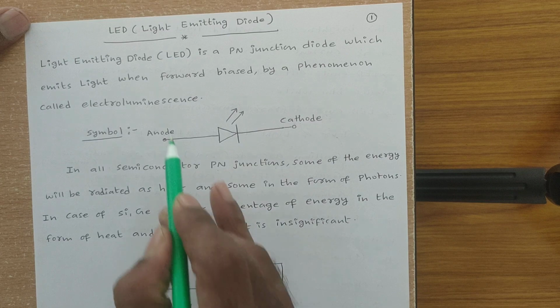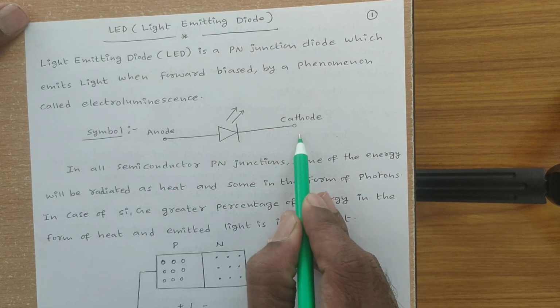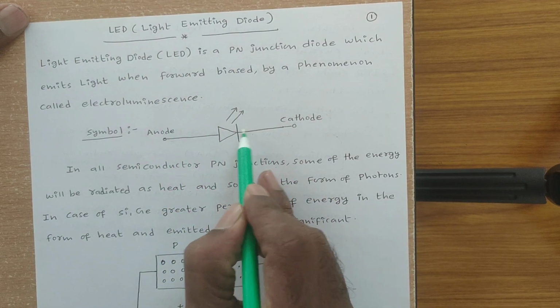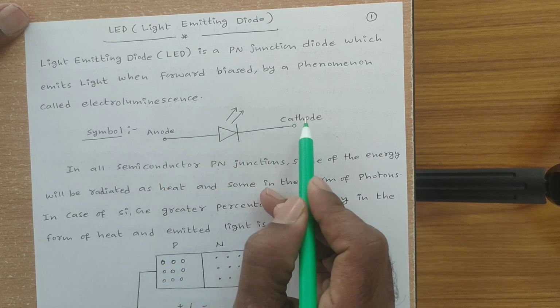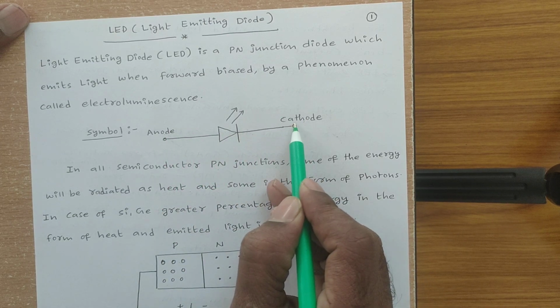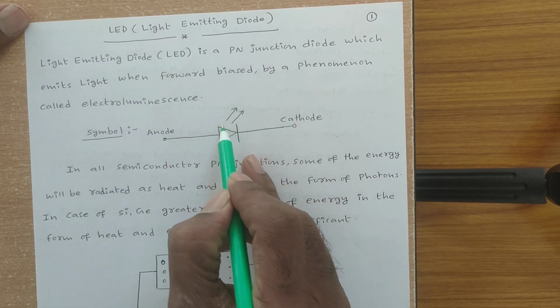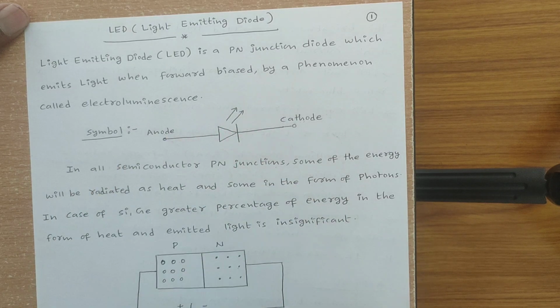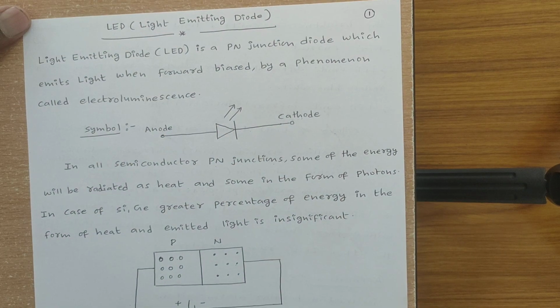Now see here, it is the symbol of LED. It is similar to the PN junction diode. It has two terminals, anode and cathode. It will produce visible light, right? That visible light is represented by these two arrows. That is the symbol of the light emitting diode.